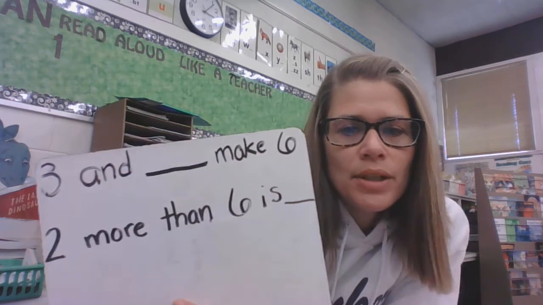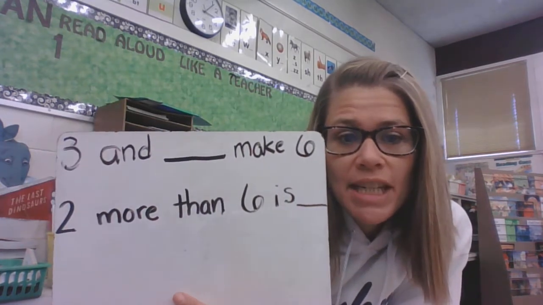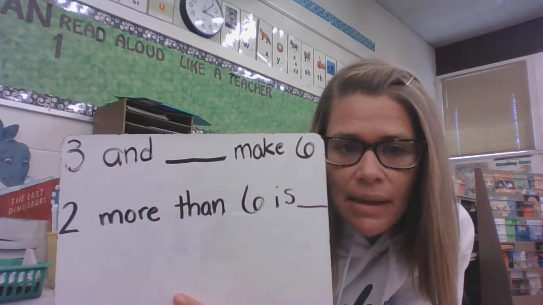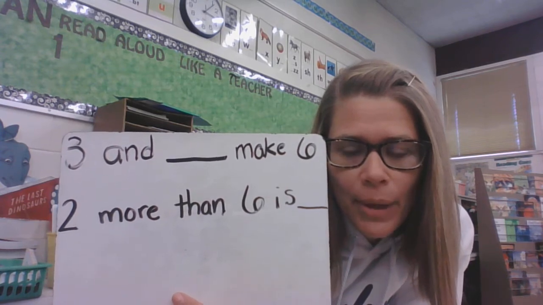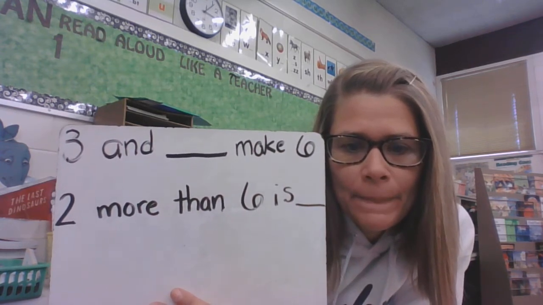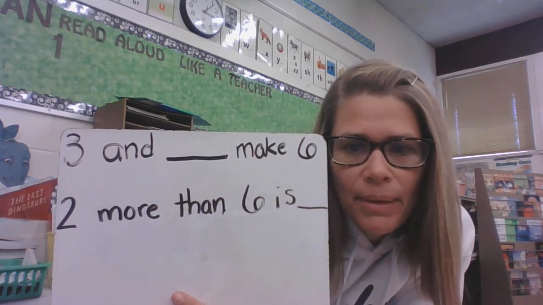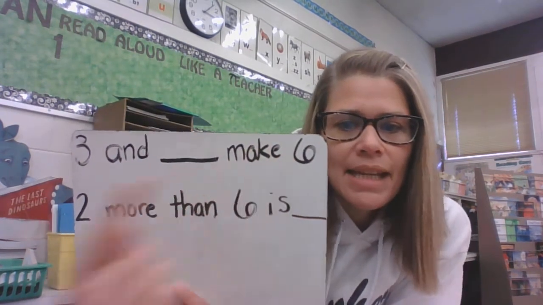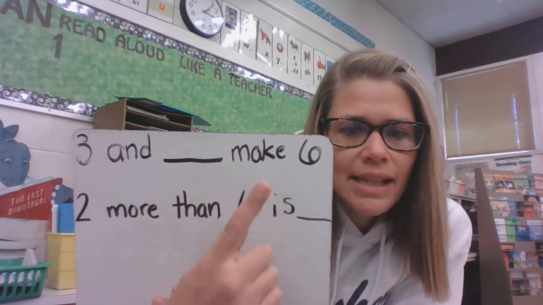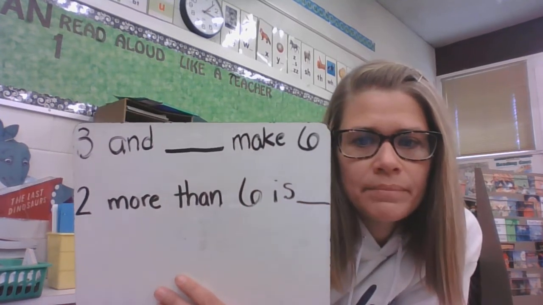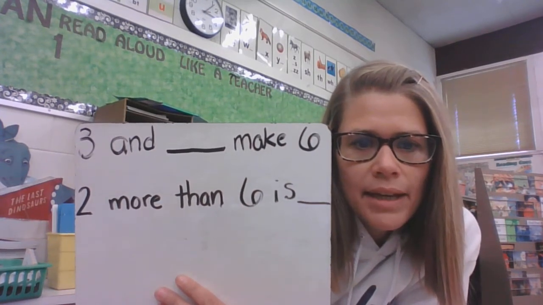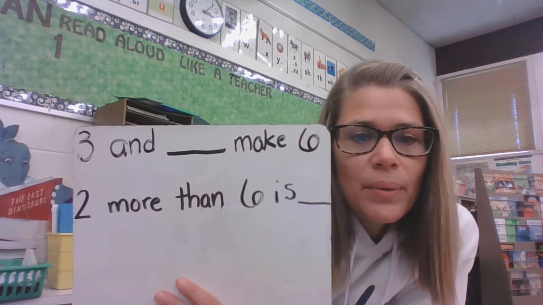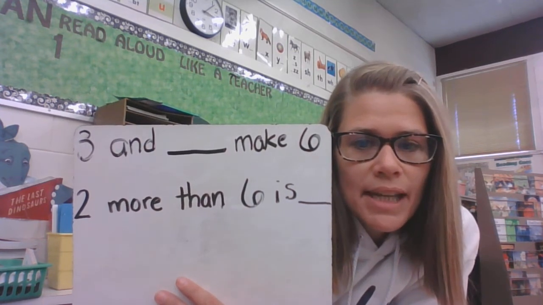Okay, I've got two little problems on my board. If you want to take out your whiteboard, put me on pause, make your whiteboard look like my whiteboard, and then we'll talk about it. Put me on pause, copy my whiteboard real quick. It says 3 and blank make 6. 2 more than 6 is blank. Okay, hopefully your whiteboard looks like my whiteboard.